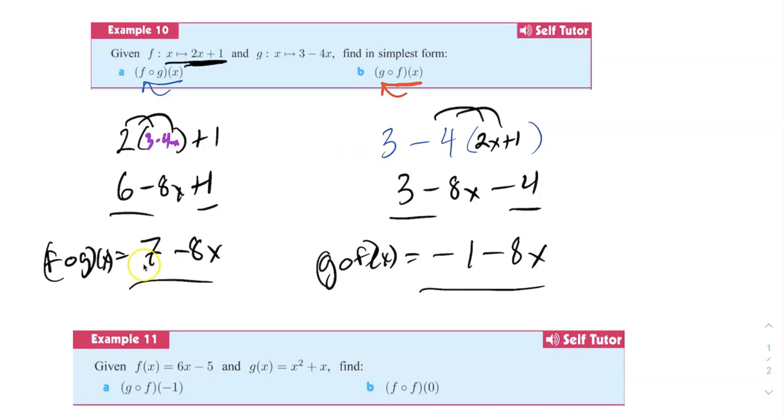And notice that they do not equal each other. g of f of x and f of g of x are not going to be the same thing most of the time, unless they happen to be inverses, which we'll talk about later. So they're going to be very different things.